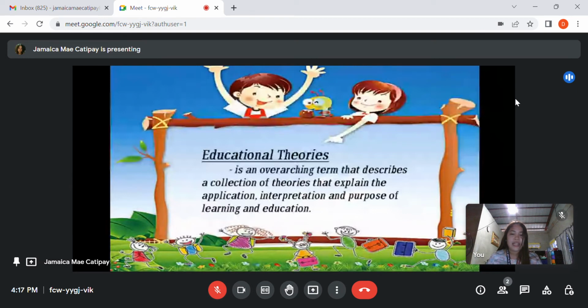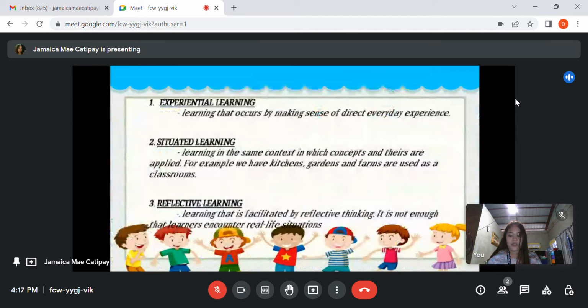So what are educational theories? Educational theories is an overarching term that describes a collection of theories that explain the application, interpretation, and purpose of learning and education. Why is it essential? It is essential because it provides explanation about the underlying mechanism involved in learning and in teaching. So I am going to state the educational theories on which math teaching is grounded.